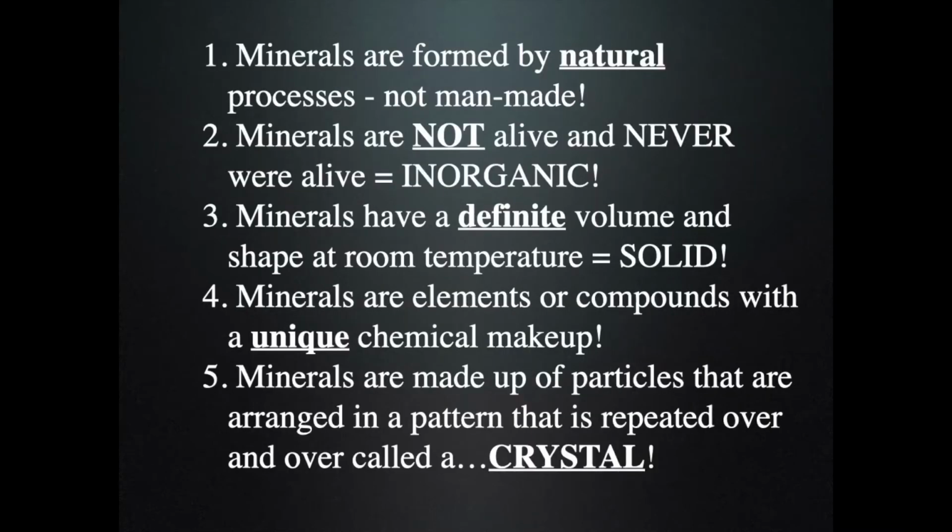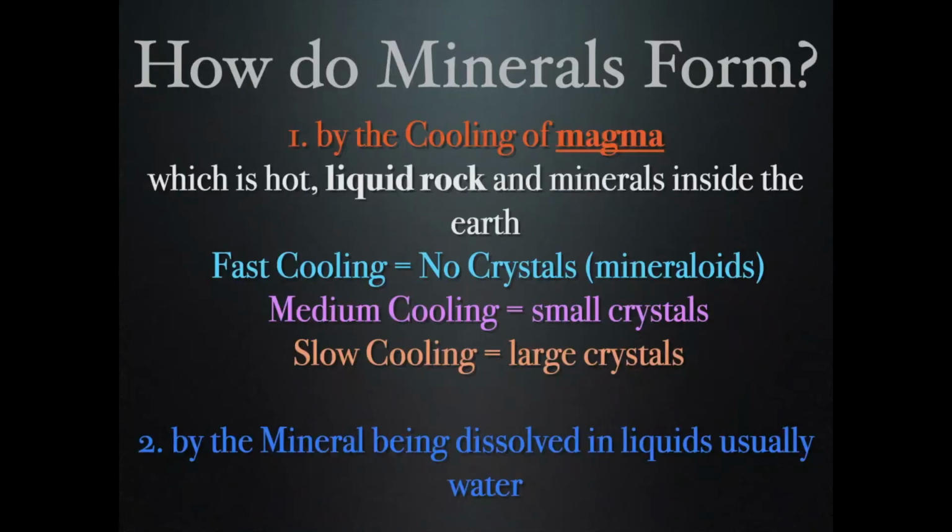So minerals are natural, they're not man-made. Minerals are not alive. Okay, they don't have carbon and hydrogen, so they're inorganic. Minerals have a definite shape, so they're a solid. Minerals are made up of elements, so they have this unique chemical makeup, this element or compound structure. And then minerals are made up of particles that have a repeated pattern that kind of grow and develop in this crystal shape. Now, how do minerals form?